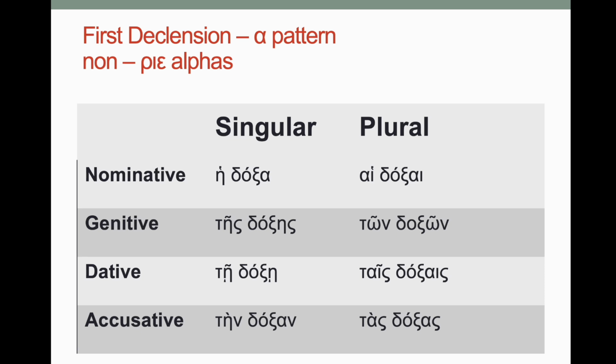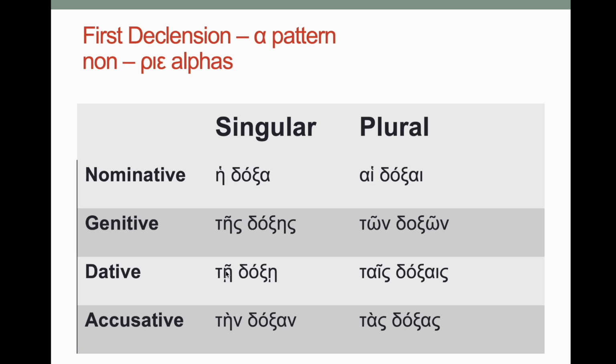That's not a lot, and of those 36, only 4 of those nouns, those non-pure alphas, occur with any great frequency. So it's doxa, glory; gehenna, the word for hell; thalassa, the word for sea; and glossa, the word for tongue or language. And here's what happens. So, he doxa, tes doxes. Notice what happens. The alpha in the singular switches to an eta in the singular form of the genitive.